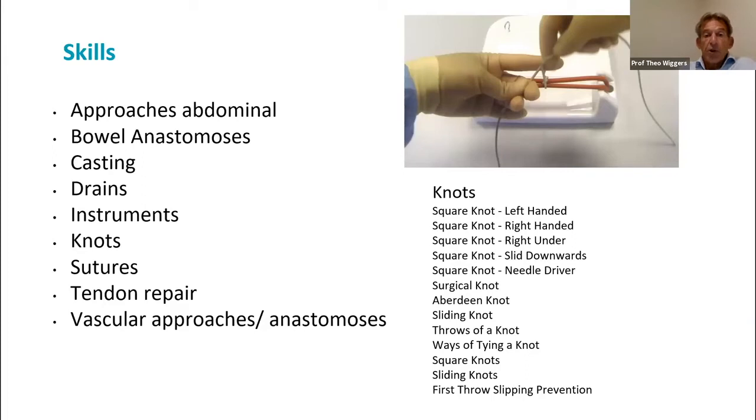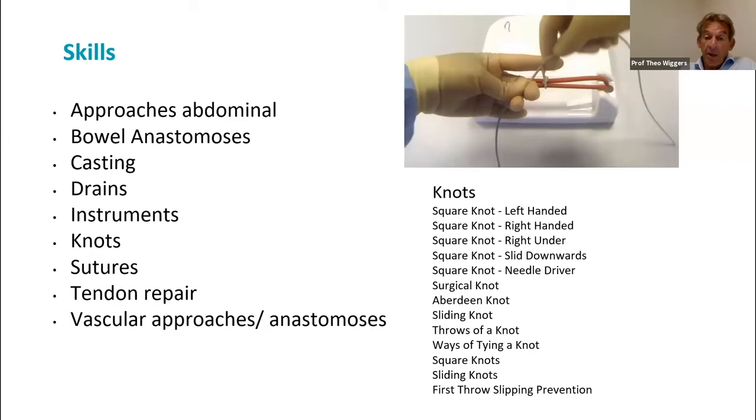For example, the approaches of the abdomen, the bowel anastomosis, casting, knots, and here you see on the right side all the examples of the knots. So if you have a certain program and a certain standard in your clinic, and you say, for the square knot, I use the left-handed one, but I never use the right-handed one, then we will provide you with only that fragment, giving you the square knot.